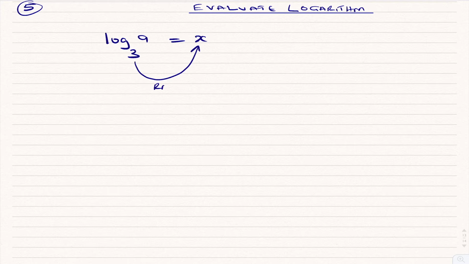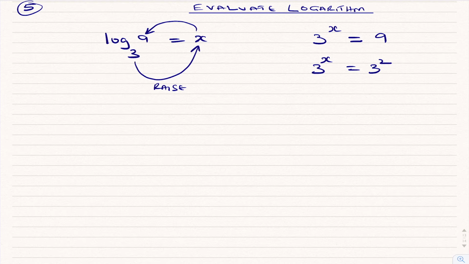So that's raise. And that'll become 3 to the power of x. And then that'll equal the level of the log, which is 9. But as we said before, 9 is 3 to the power of 2. So that will be 3 to the power of x equals 3 to the power of 2.